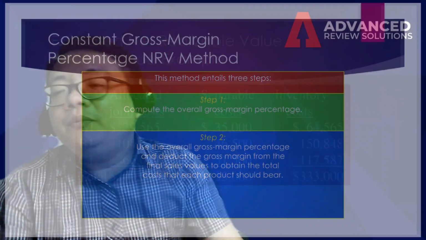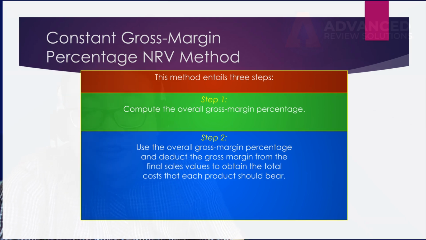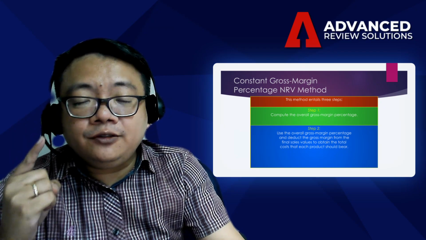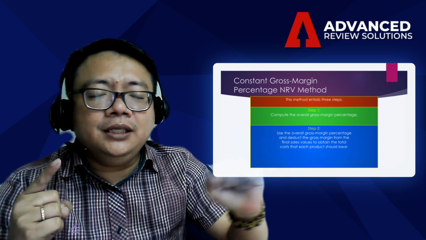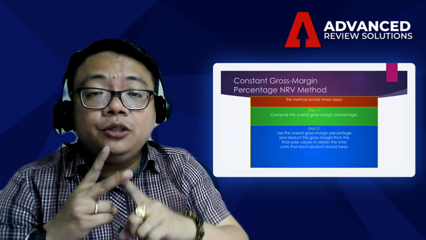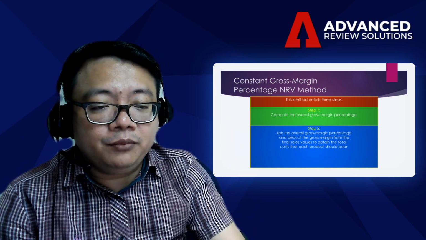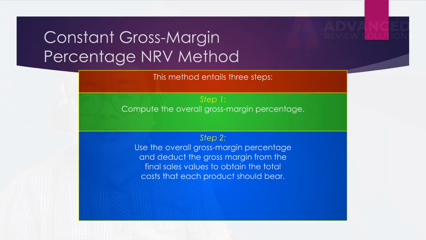No? How about naman if it is, or if you want to have constant gross profit margins? Again, we are finished now with number one, using the sales value at split of point. Napakadali yan, diba? Compute mo lang yung sales value, that would be the ano na, yan yung allocating base. Number two, the NRV. Number three is the constant gross profit margin percentage. No? Ano naman to? This method entails three steps. No? Compute first for the overall gross profit margin.